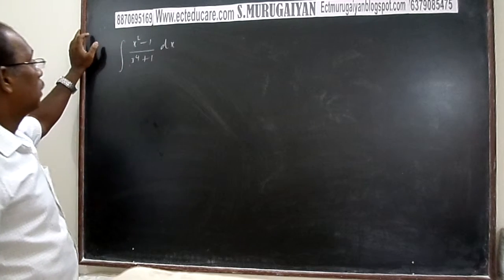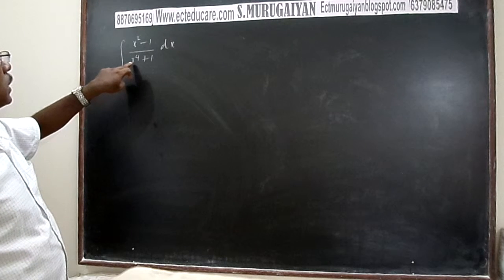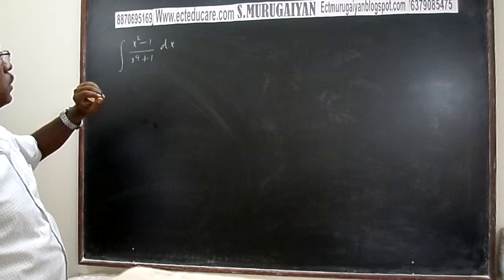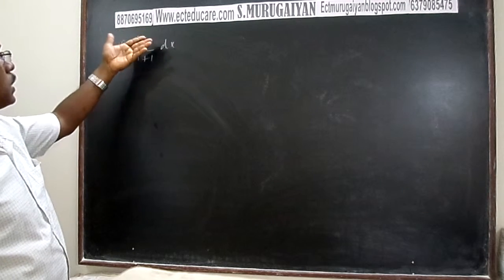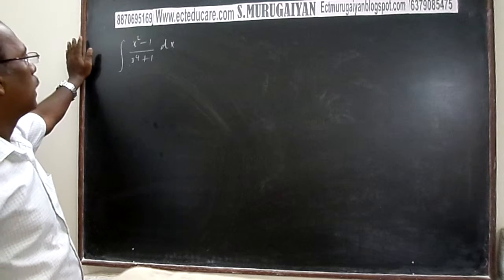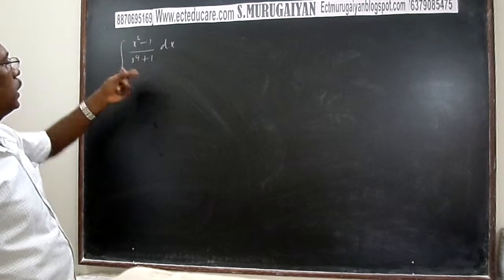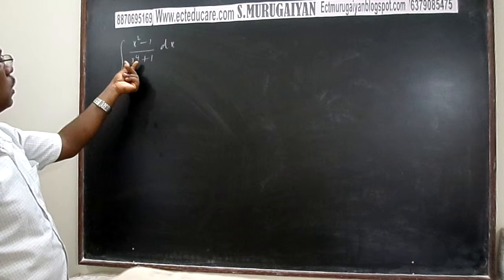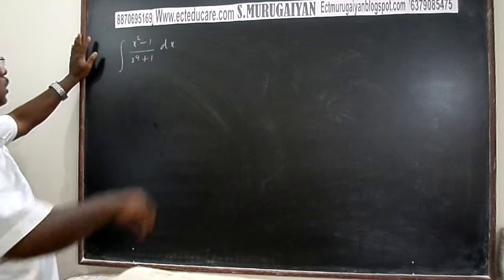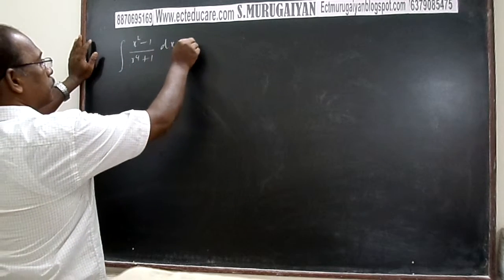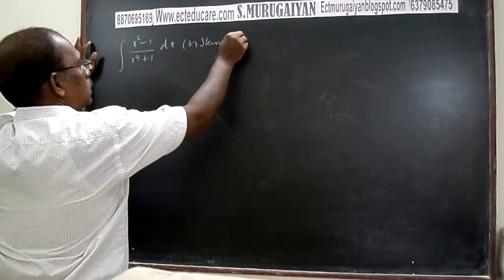Once again, the square root of the highest degree term, that is x power 4, and the constant term of the denominator should exist in the numerator. So this is the type of question. Now look here: the square root of x power 4 is x square, and the square root of 1 is minus 1. Now this is in standard form.